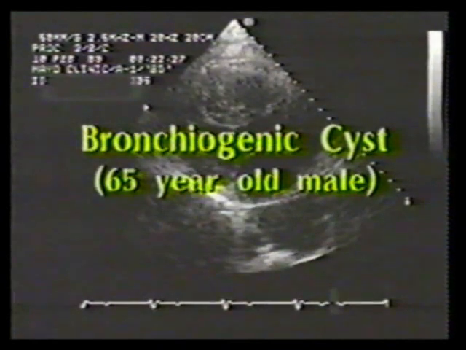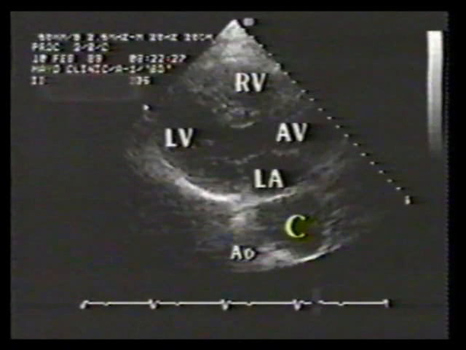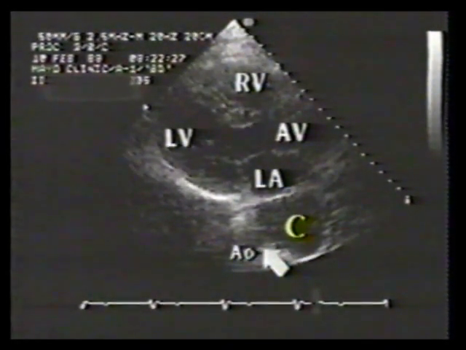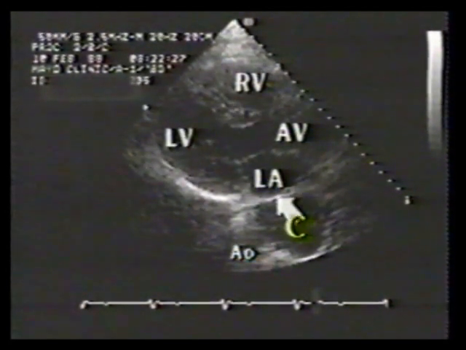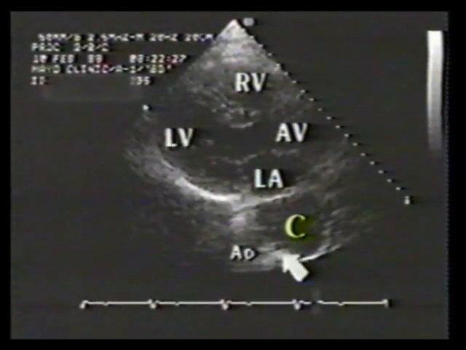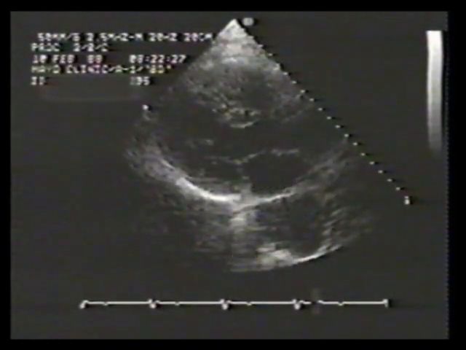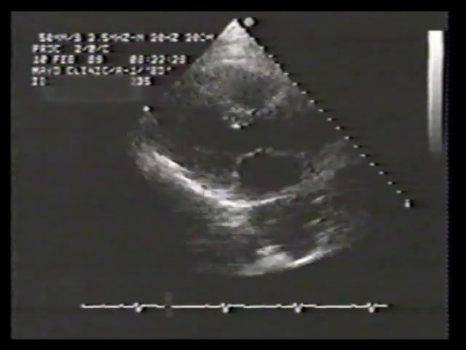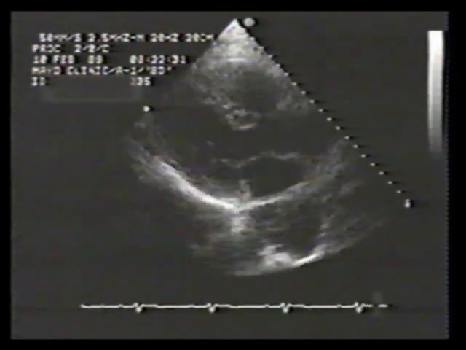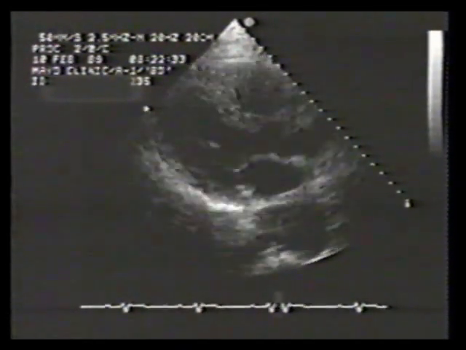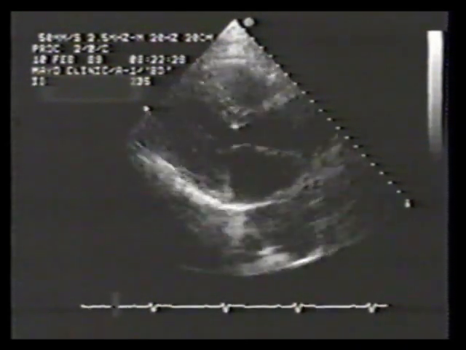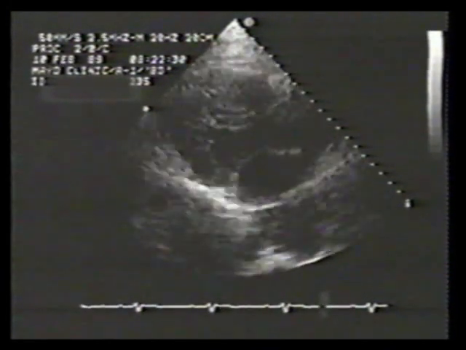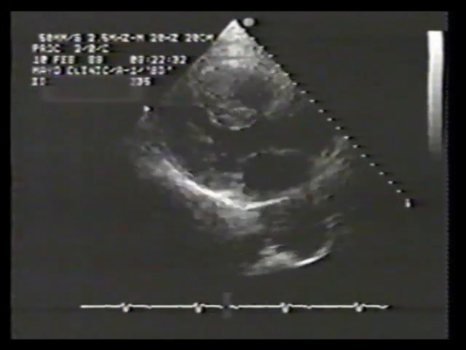This is a 65-year-old male who was found to have an incidental cystic mass posterior to left atrium on routine precordial examination. Note that the mass appears ovoid and posterior to the left atrial cavity. The descending thoracic aorta is visualized as a separate structure and is not confused with this cystic appearing mass. This particular structure could not be completely elucidated by precordial examination, thus transesophageal echocardiography was subsequently performed.